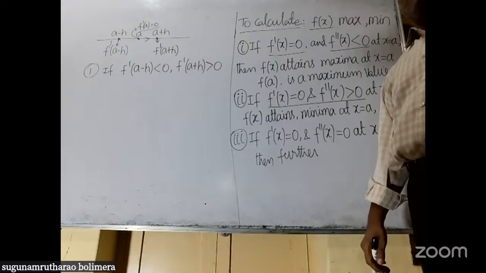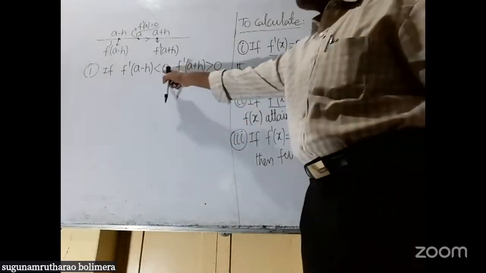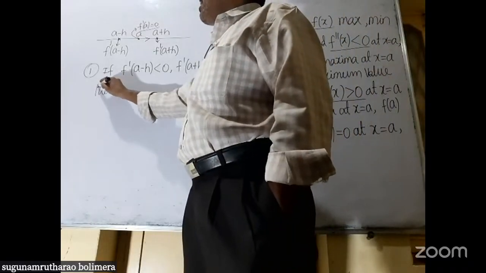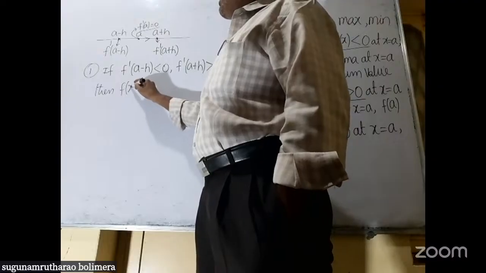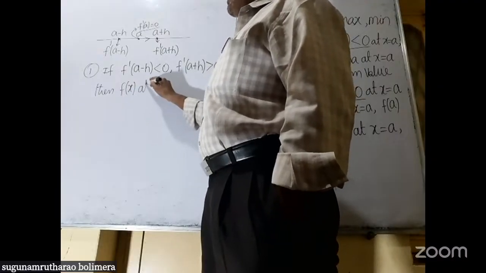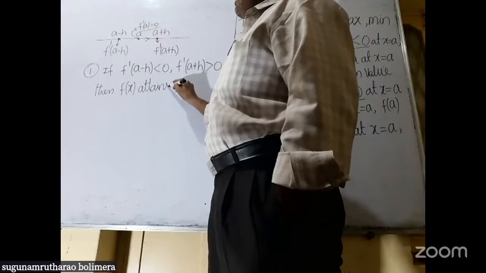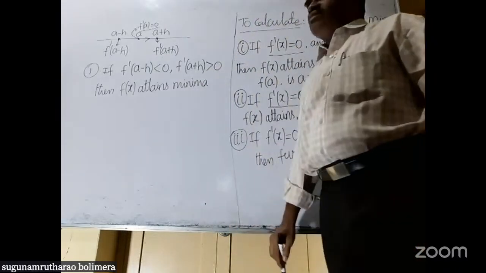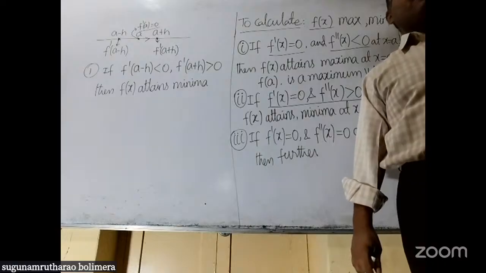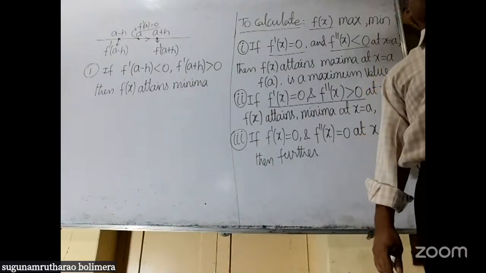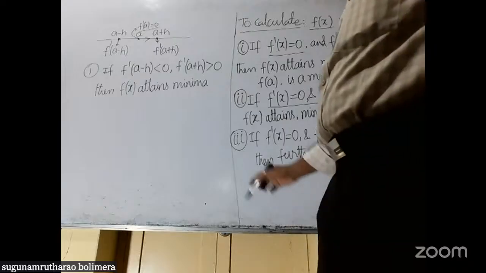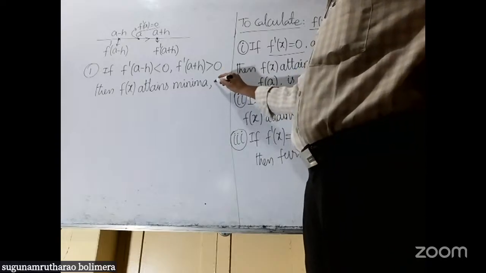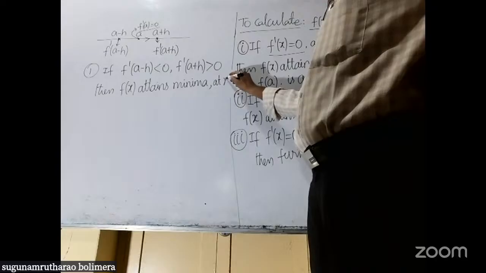If it changes from negative to positive, from left to right, then f of x has a minima at x equals a.